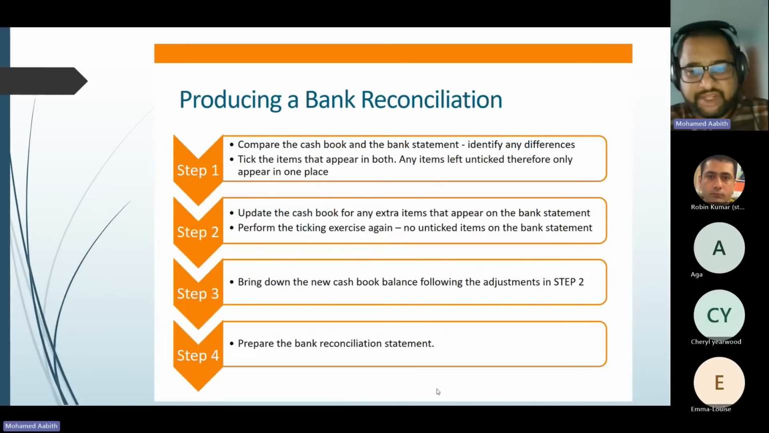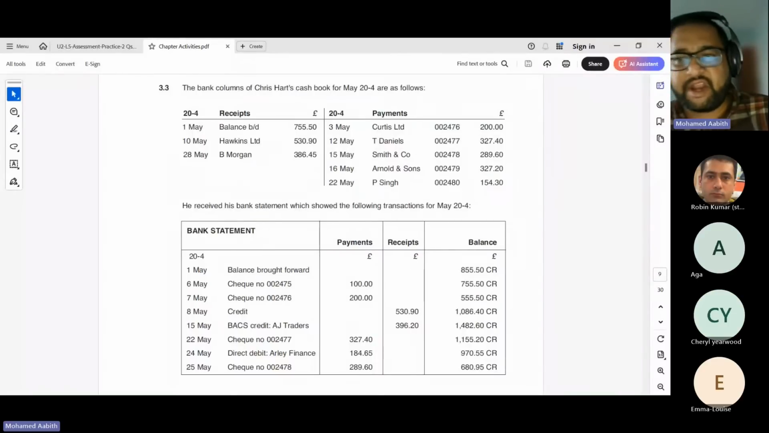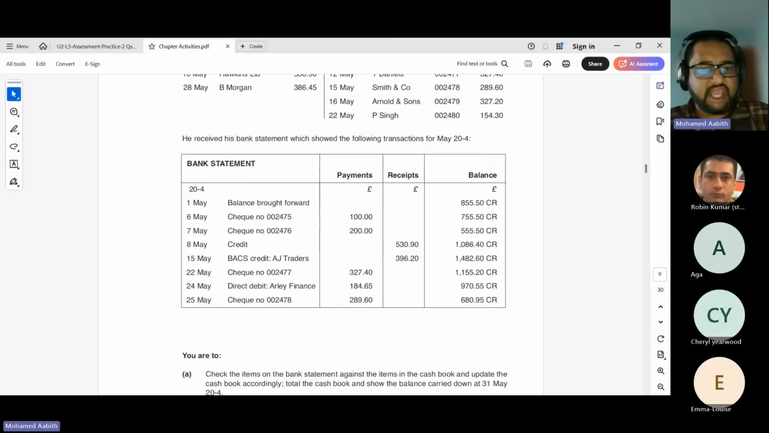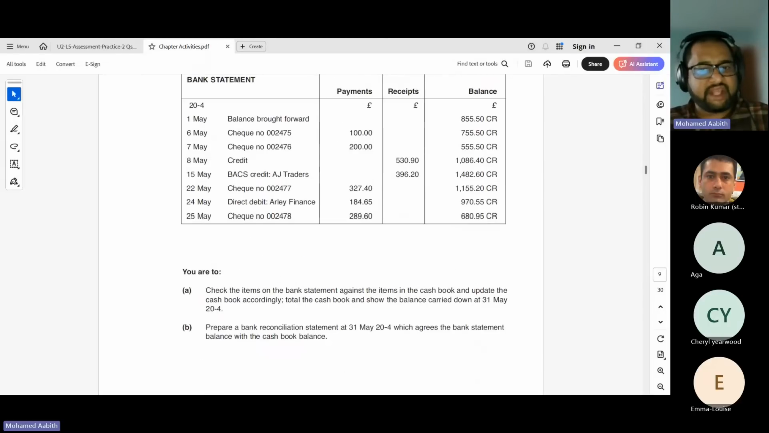So let me share that screen with you. This is from a pretty old Osborne paper. Let me find the right screen to share. Window, that one. Okay, so here on the Osborne chapter activities, we see there are two different books. One of them is my cash book, and this is my bank statement. They're saying you check the items on the bank statement against the items in the cash book, update the cash book accordingly, total the cash book and show the balance carried down on 31st of May 2024.